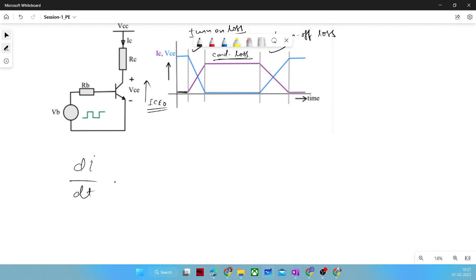Di by dt, you can write it in terms of IRM by TA. Okay, Di by dt you are given. TA you may find from the data. Okay, and that's all. You will be able to compute IRM.